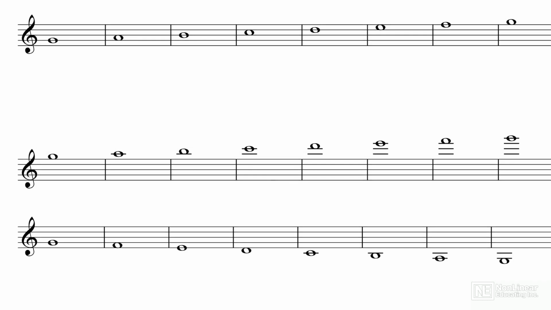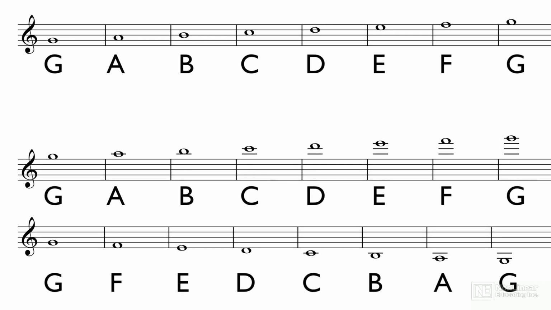Earlier, I mentioned ledger lines. The ledger lines allow you to extend the range of the staff beyond its normal limit, and most instruments can play lower and higher above the staff. So these ledger lines are actually quite important for written music.